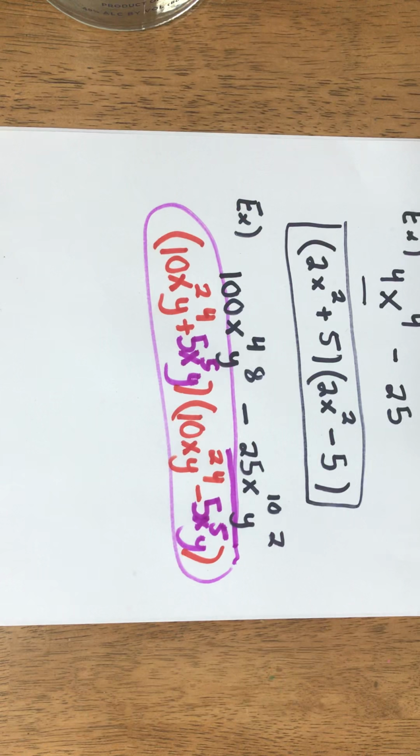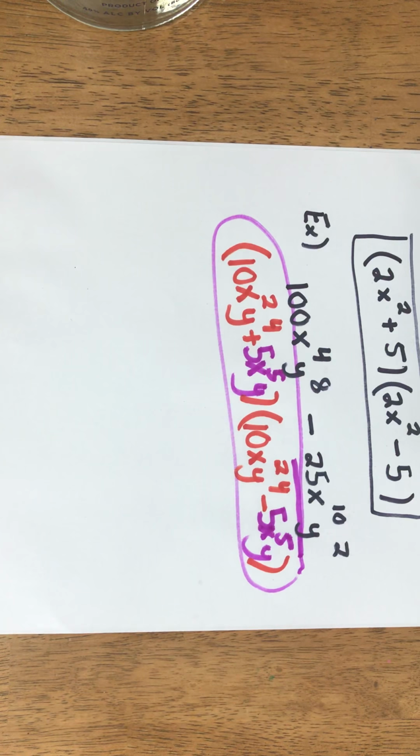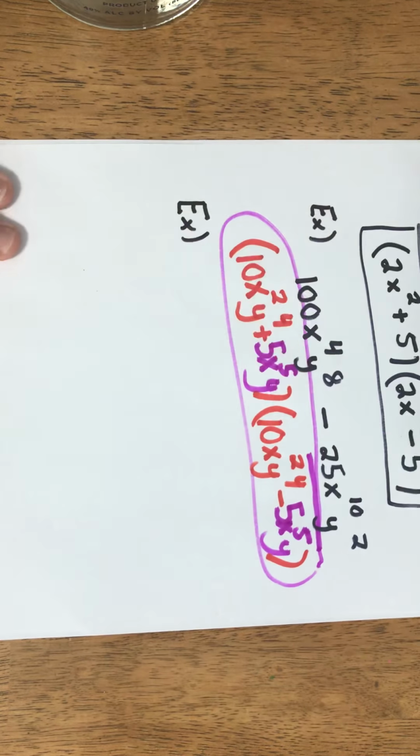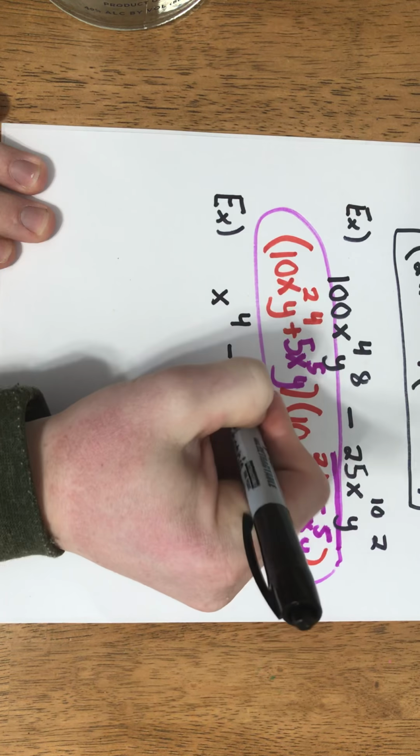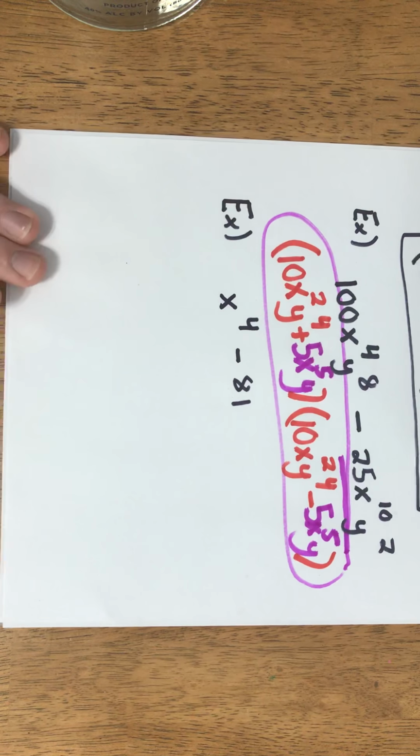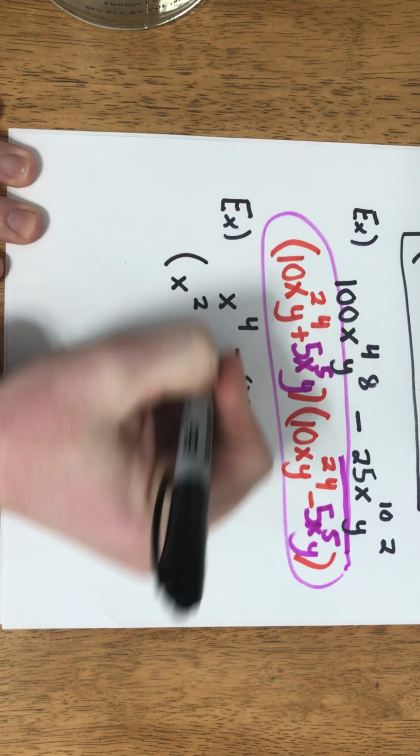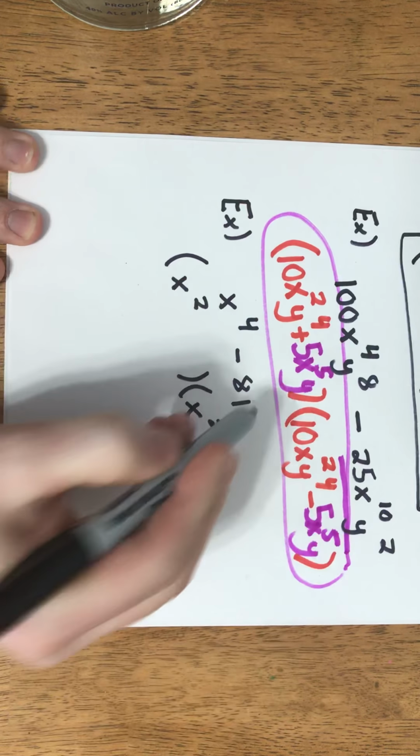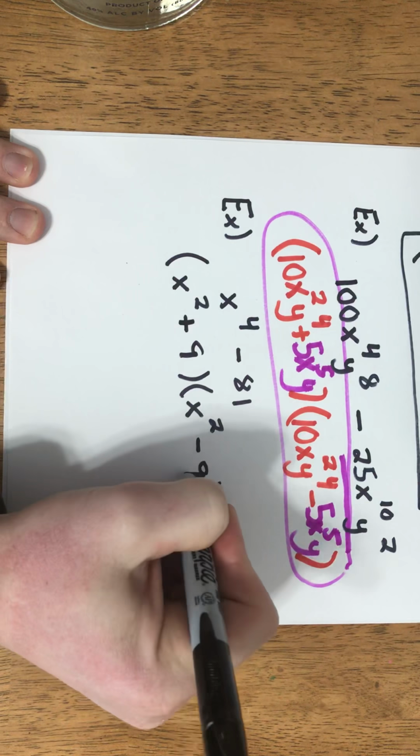All right, one more final example, and I'm going to show you how sometimes you're going to have to do this twice. So, for example, if we have x to the 4th minus 81. Now this looks much easier than our last examples. I go to take the square root of x to the 4th, and I've got x squared. I go to take the square root of 81, and I know I've got plus 9 and minus 9.